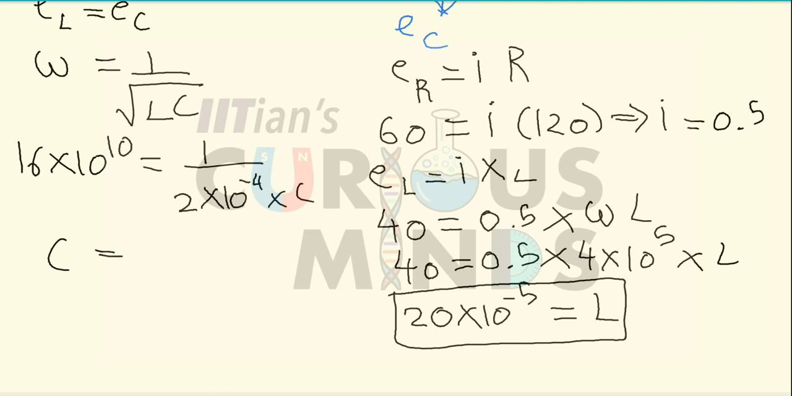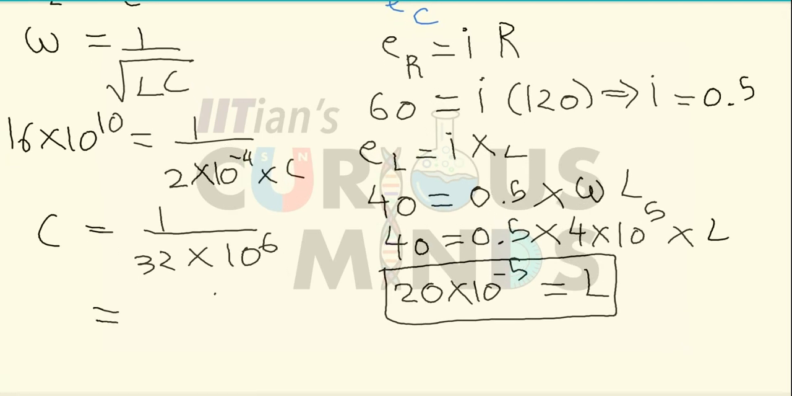So C over here will be equal to 1 by 32 into 10 raised to 6. When it goes in the numerator, it will be equal to 10 raised to minus 6. 1 by 32 will be equal to 3.125 into 10 raised to minus 6. This is the value of the capacitance.